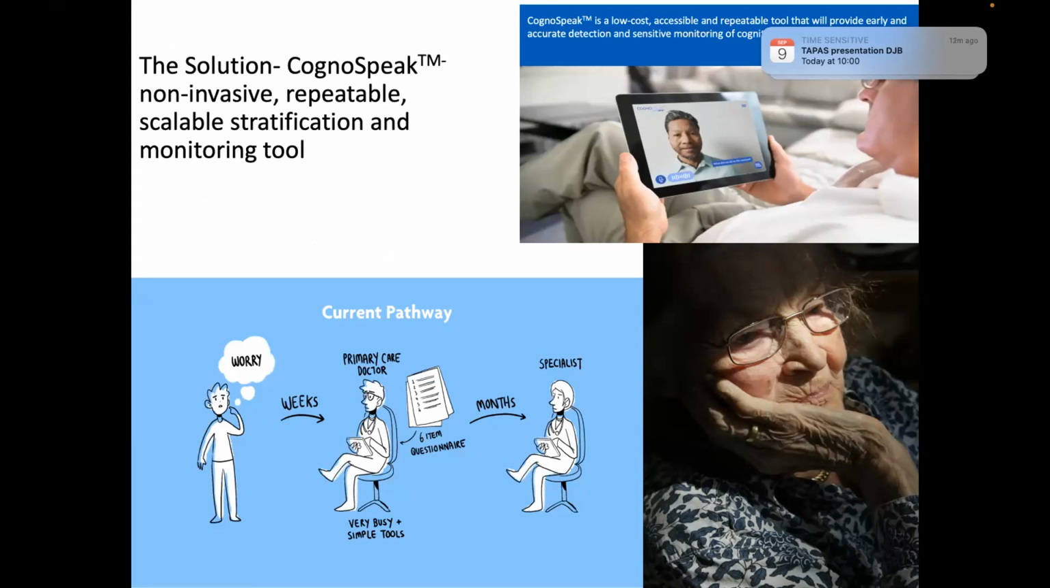So we do these pen and paper tests, and then there are significant waits before seeing a specialist. So if we could accurately stratify people at that primary care level, people who've got no evidence of impairment, we could potentially keep them in primary care and then stratify more accurately the people coming. So that's what CogniSpeak is.